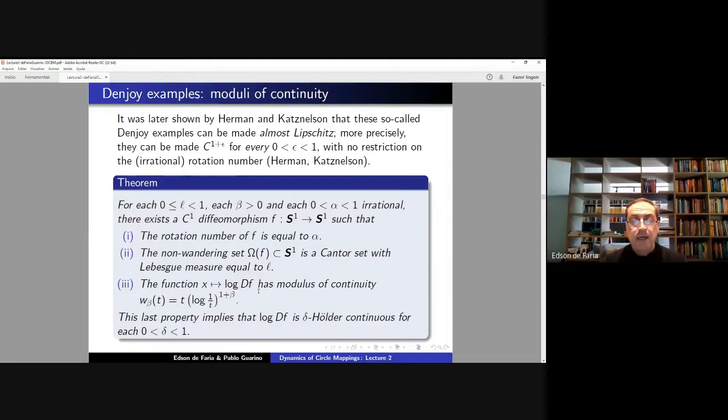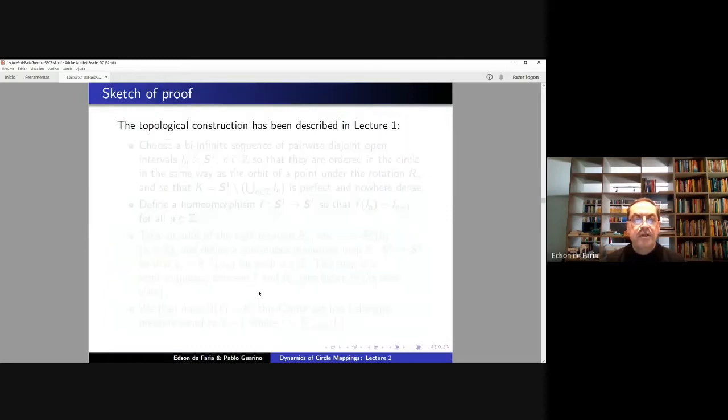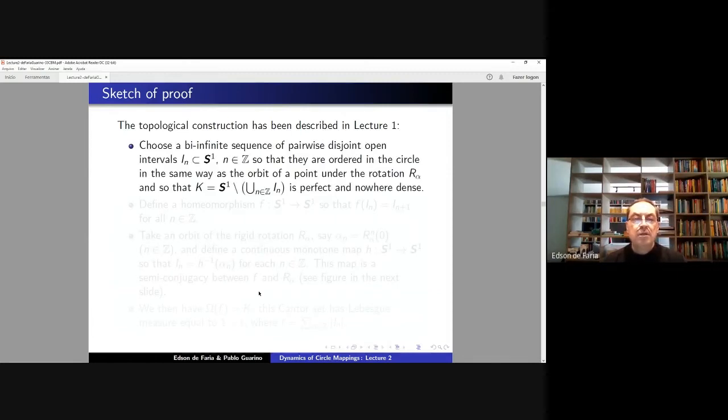So I'll give you a very simple, quick idea of the proof. But first, let's look at the topological construction. The topological construction has already been described in lecture number 1. I'm going to structure the description in a different way. First you choose a bi-infinite sequence of pairwise disjoint intervals on the circle in such a way that they are ordered on the circle in the same way as the orbit of a rotation with rotation number alpha, okay?